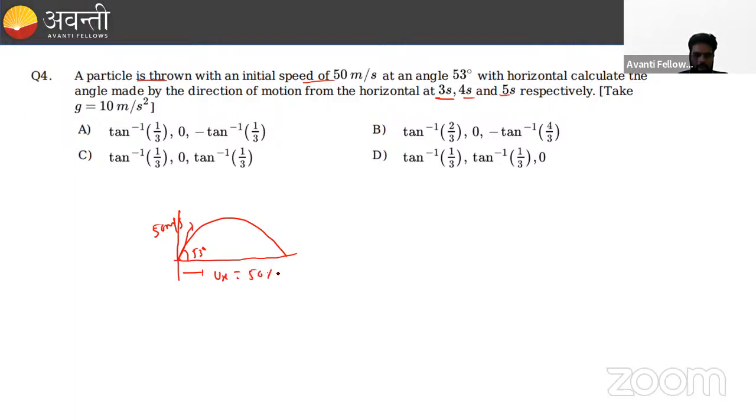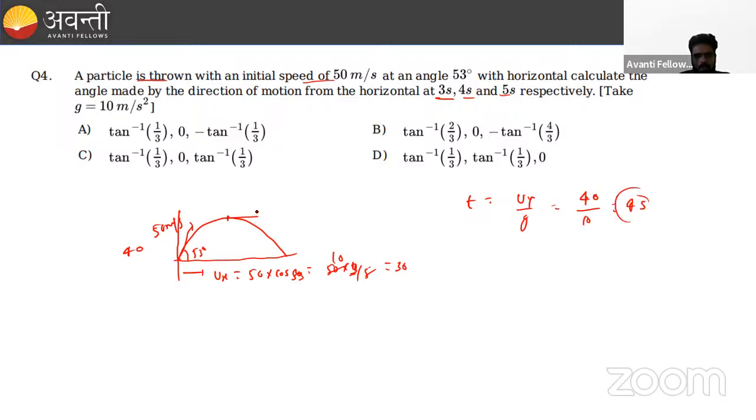We can say 50 cos 53. This value will become 50 into cos 53, nothing but 3 by 5, and we can say this value is 30, and this value is 40. What is the half time, when the particle will reach the top point? That is uy upon g. After solving, this will become 40 upon 10, that is 4 second.